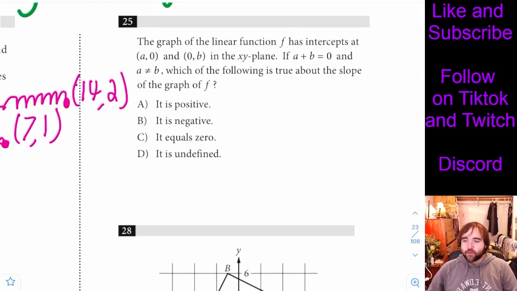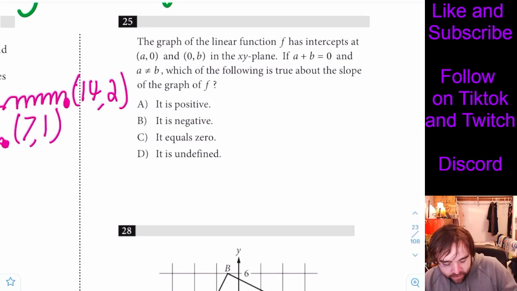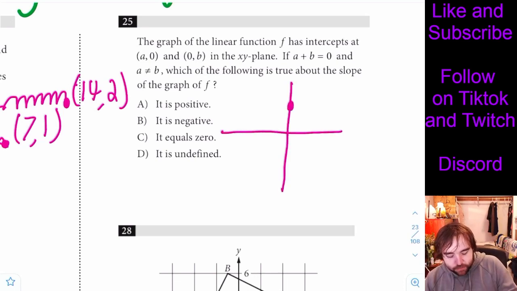All right, so 25. This is an interesting kind of thinker problem. So we got the graph of a linear equation has the intercepts, a comma 0 and 0 comma b. A plus b equals 0, and a is not equal to b. Which of the following is true of the graph? Okay, so we know we have our intercepts. So let's start drawing. We might draw wrong things at first, but we'll start drawing.